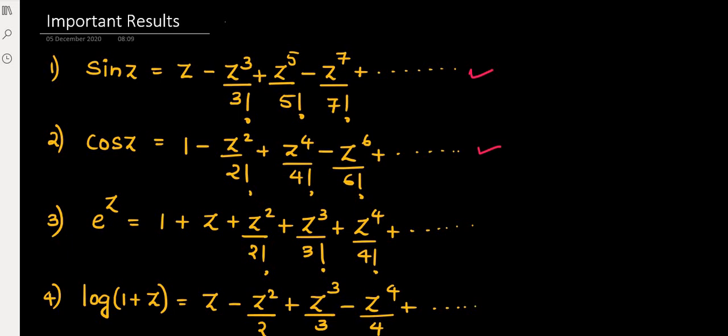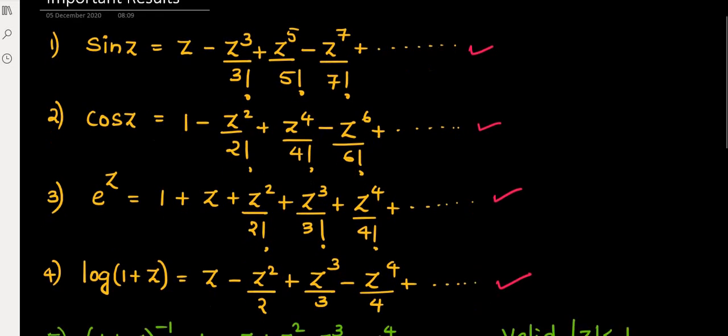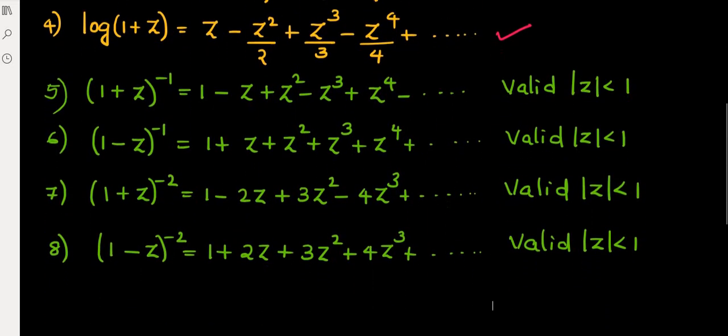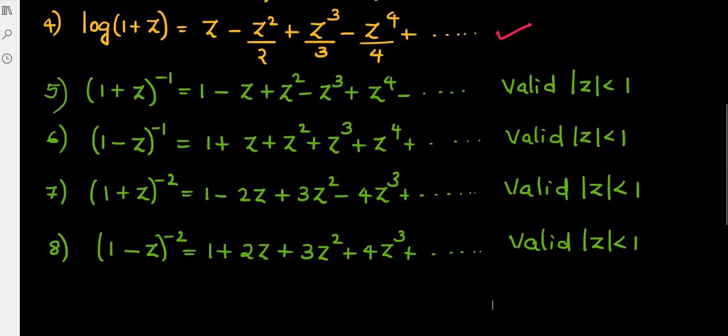e^z is 1 + z + z^2/2! + z^3/3! + etc. log(1 + z) is so. And these are the binomial expansions which we may have to learn throughout this chapter so that it is easy for us to expand making use of these binomial expansions.